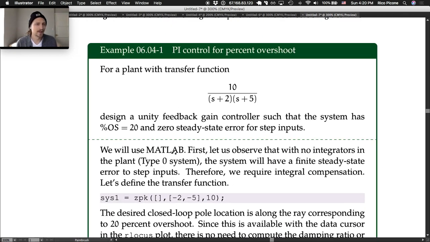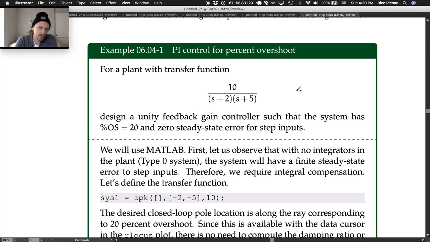So let's do an example. PI control for percent overshoot. So for a plant with the transfer function given, so we've got a plant with 2 poles and no zeros. Design a unity feedback gain controller such that the system has 20% overshoot and 0 steady state error for step inputs.